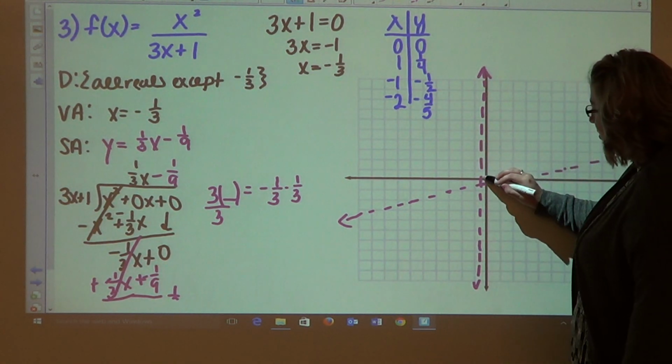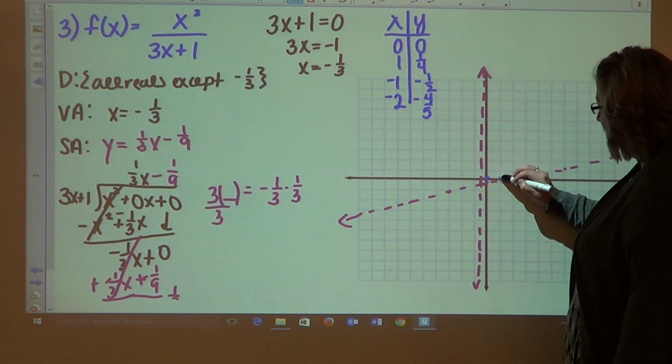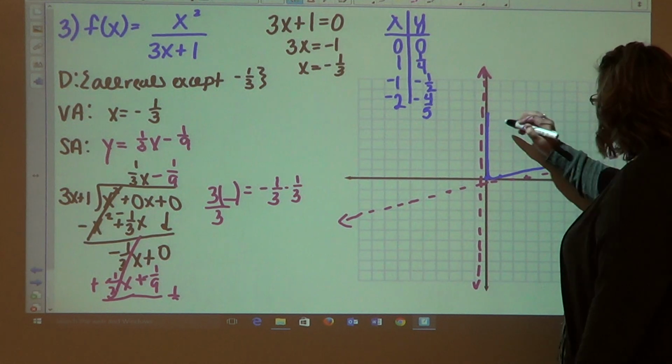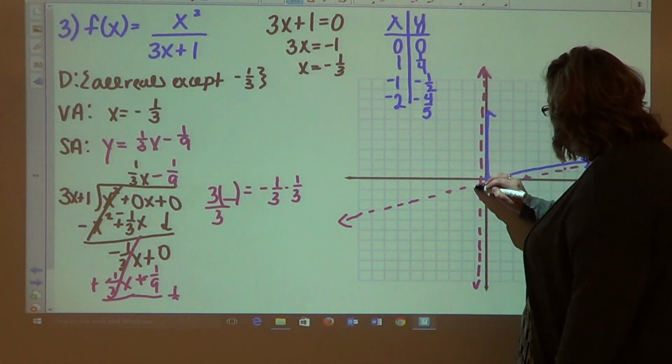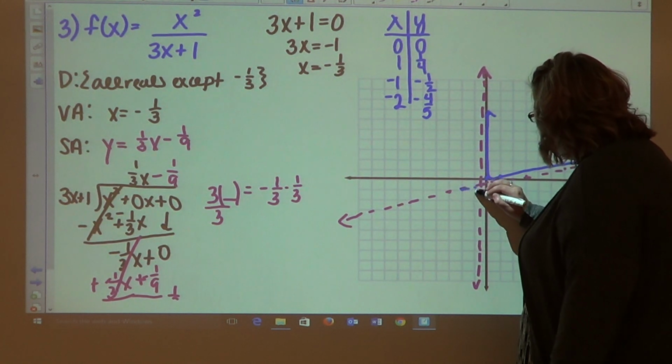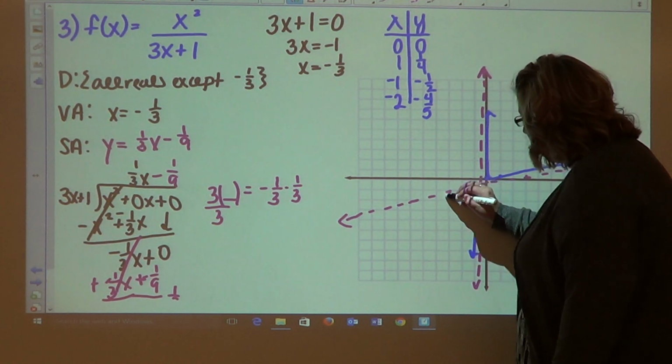So I would have 0, 0, 1, 1/4. So this graph is inside these dashed lines. And then -1, -1/2, -2, -4/5. That's hard to see because they're really close, but they are inside these dashed lines.